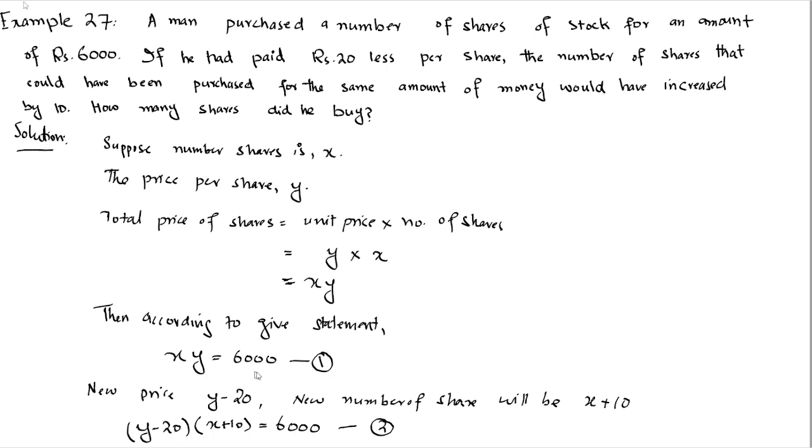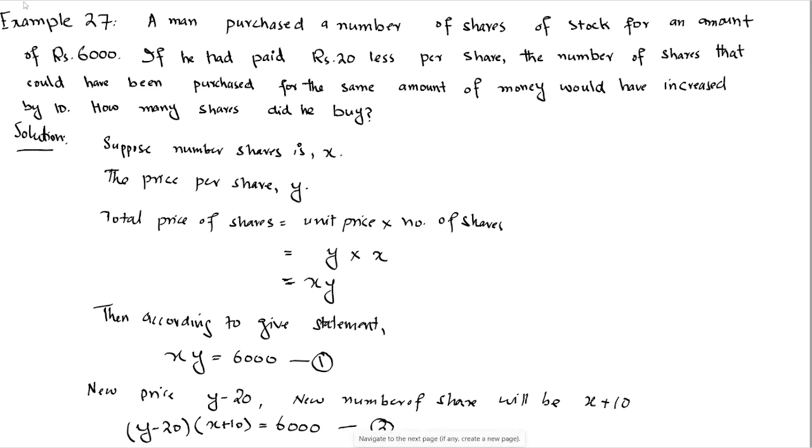So now we have two equations. One equation is XY is equal to 6000. Another equation is Y minus 20 into X plus 10 is equal to 6000. These are two equations and two variables, so we can solve these equations. For the solution, we will find the value of one variable in terms of the other from equation number 1.